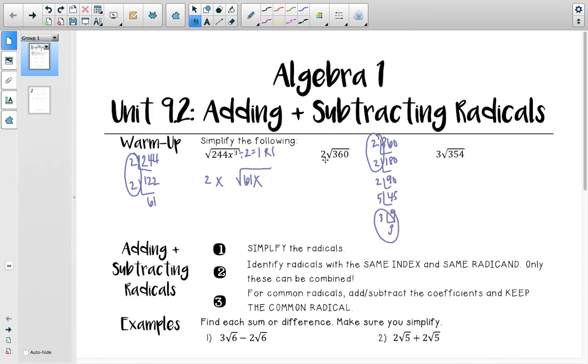So whatever pair goes to the outside, that 2 drops down. So 2, that's 2. And that 3, and then the 2 and 5 would be stuck on the inside, so that's 10. So we have 12 square root of 10, and that's the answer.